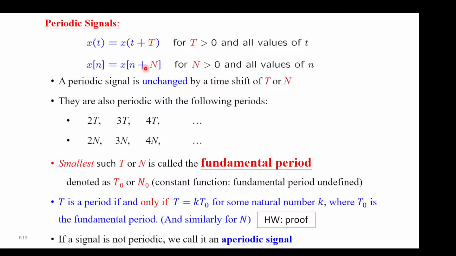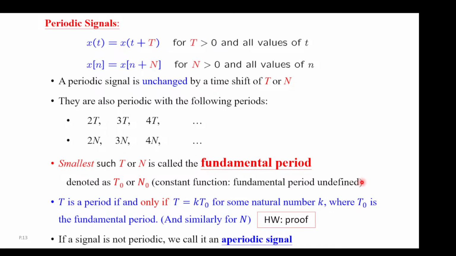Usually there's one of them that's very special, and that's called the fundamental period. The fundamental period is the smallest positive big T and big N that makes this equation satisfied. They are usually denoted as T0 or N0. So that's the fundamental period, and this definition is very important.